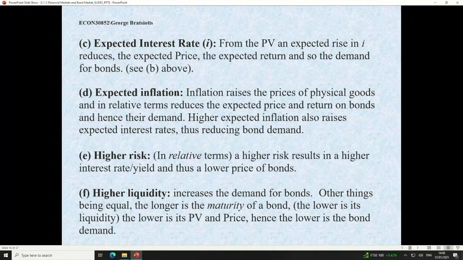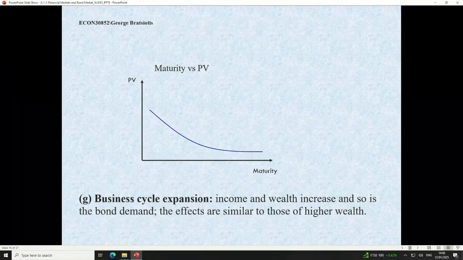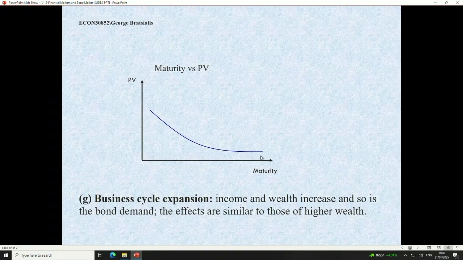High liquidity increases the demand for bonds. Other things being equal, the longer is the maturity of a bond, the lower will be the present value. Fine, that makes sense. And there's the picture here of the present value. Basically, the more liquid is something, you need a lower interest payment. As you commit your money for a longer period and it becomes less liquid, then obviously you want to see a higher yield. And this is why the present value will drop and the price as the maturity goes up.